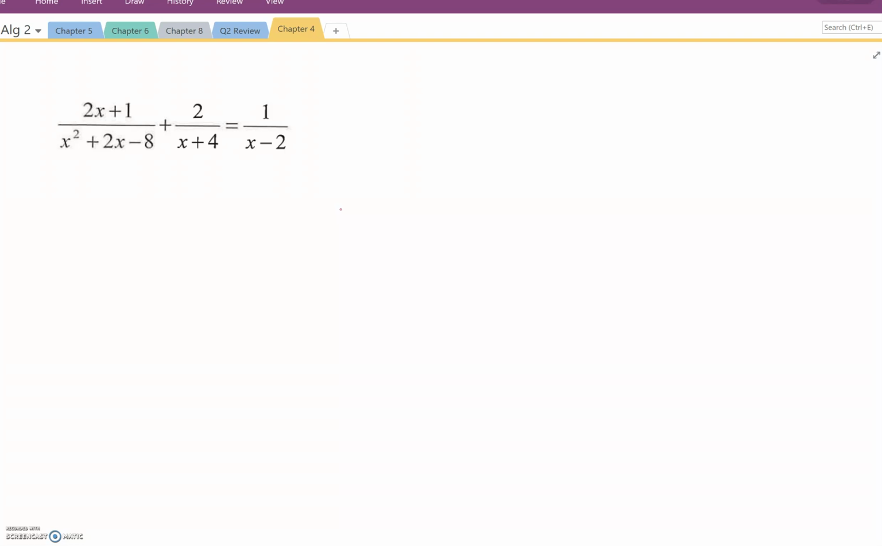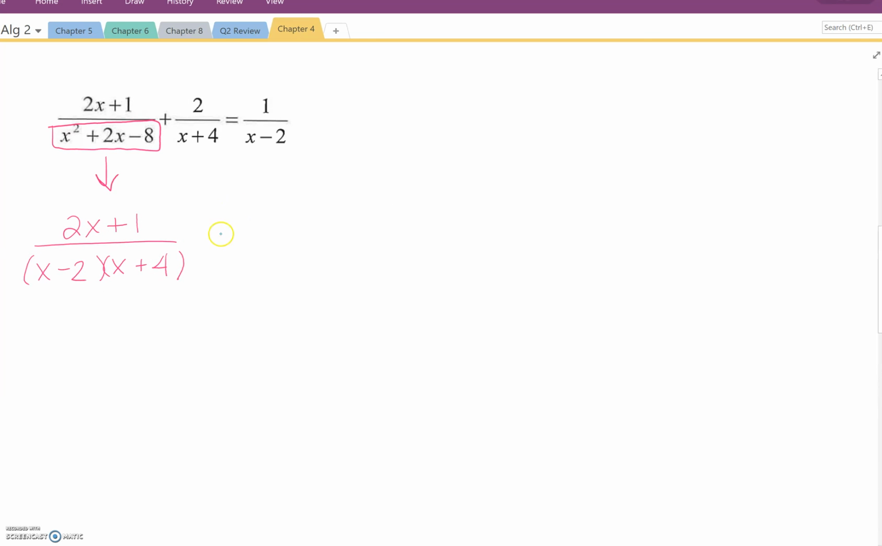The first thing you should recognize is that x squared plus 2x minus 8, this quadratic can be factored. So this becomes 2x plus 1 over, and I'm going to factor this into x and x. The factors of 8, that would give me 2, are negative 2 and positive 4. Okay? Bring down the rest of this problem. So plus 2 over x plus 4 equals 1 over x minus 2.